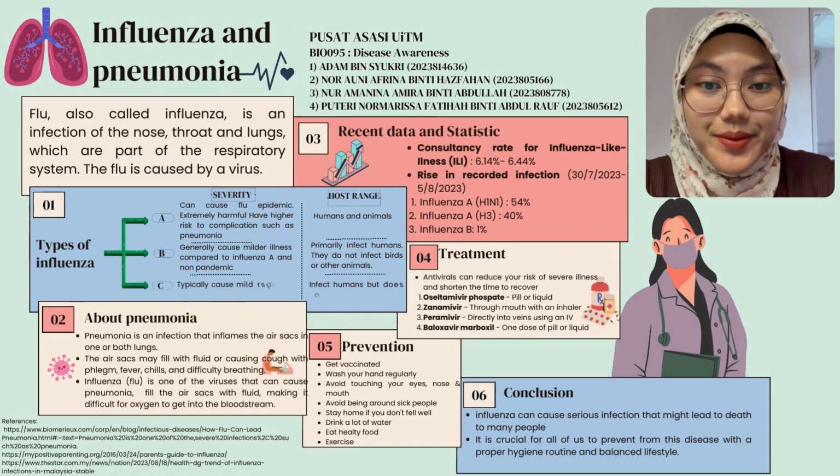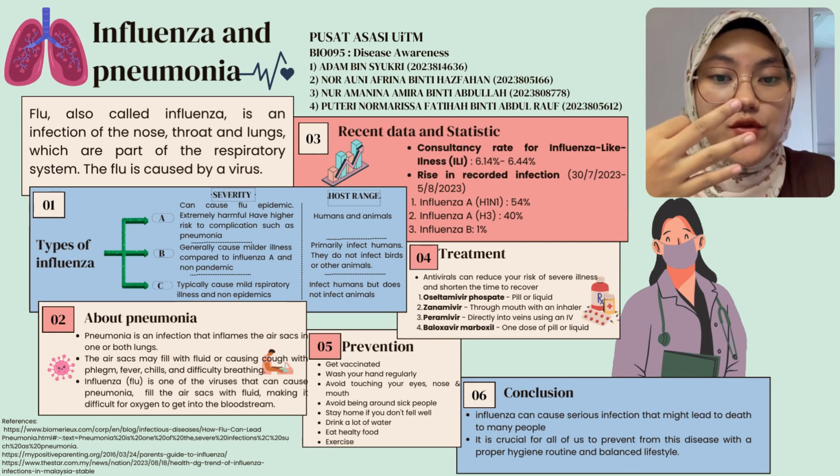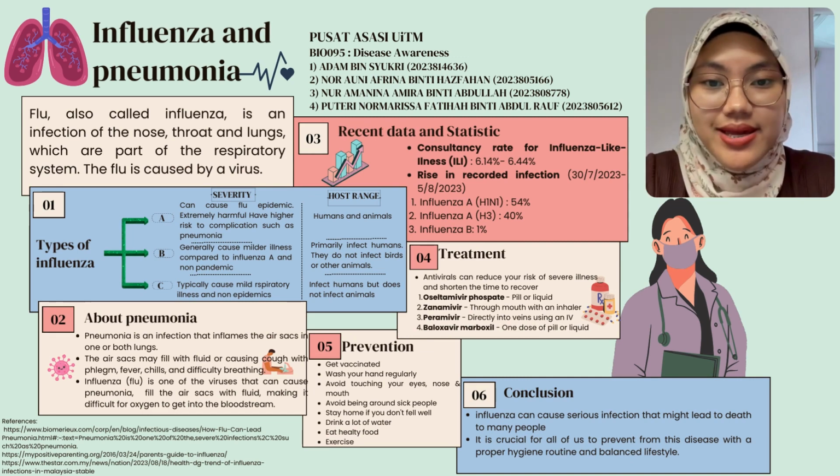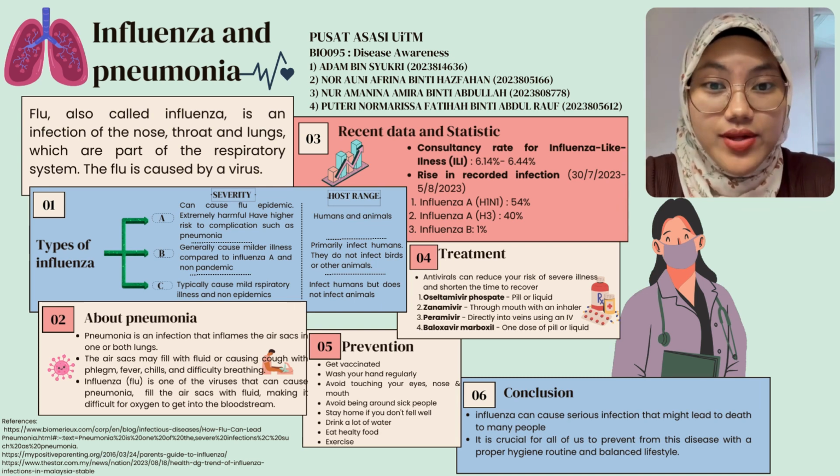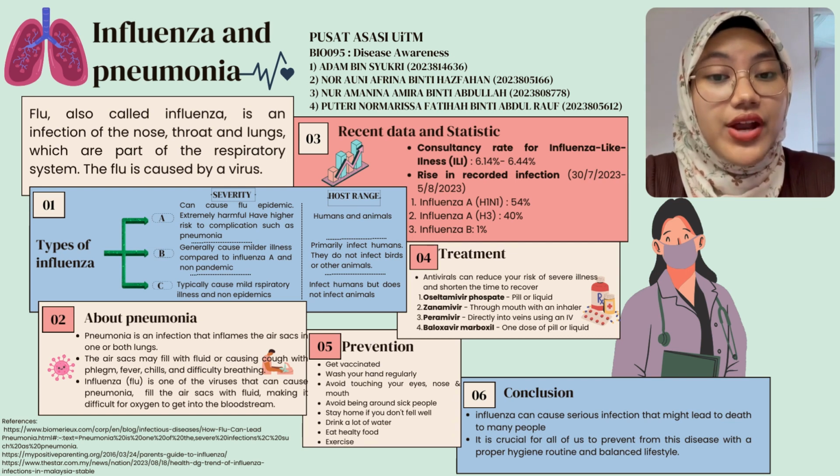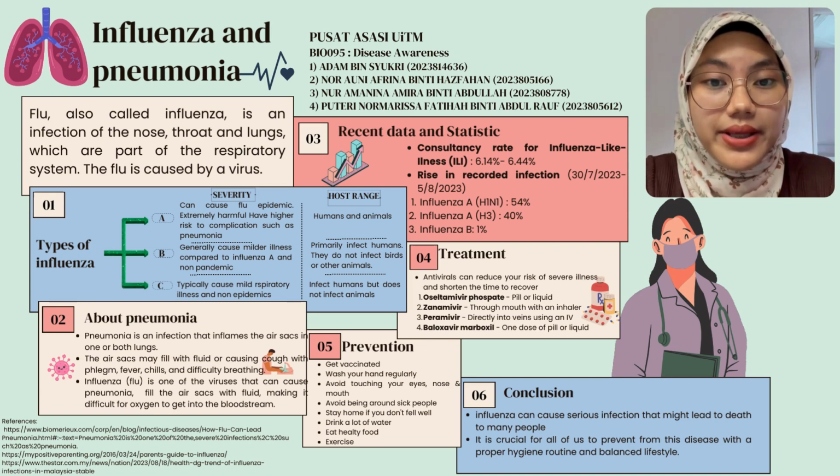Now, we're going to talk about the types of influenza. In total, we have 3 types of influenza: influenza A, B, and C. They are different in their severity and their host range. The first one, we have influenza A. It is more severe and very harmful. It has a high risk of developing a pandemic. It can also cause complications such as pneumonia. It can affect humans and animals. So their host range includes humans and animals.